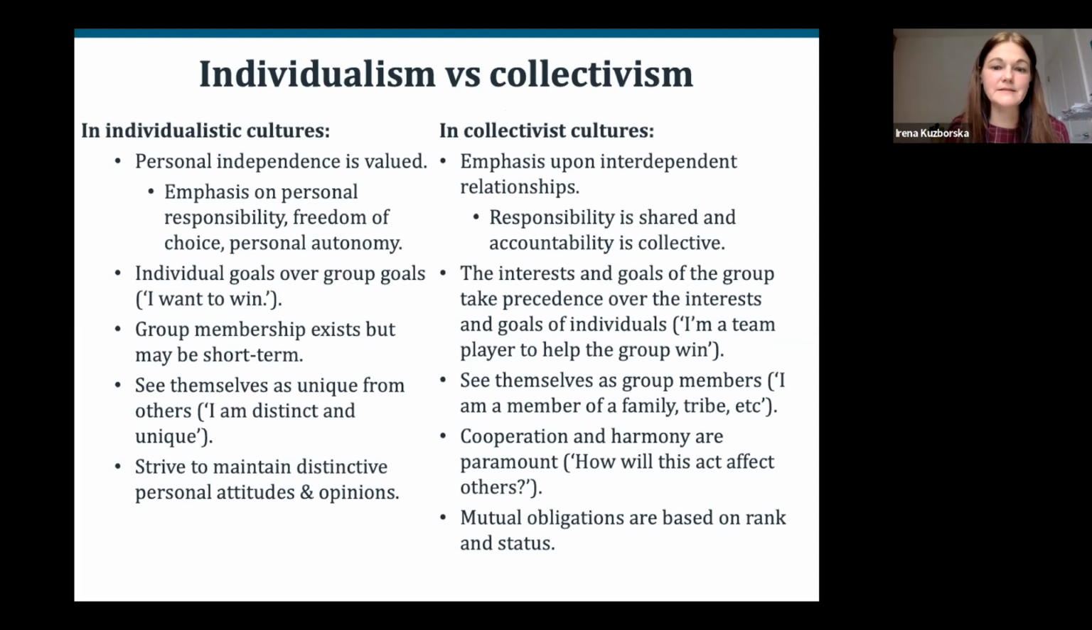They respect group members, and they see group members as equal participants in any activity. We will talk about this when we discuss power distance. In these cultures, they have certain roles to perform in groups. They share certain obligations, and these roles are based on their status and rank.